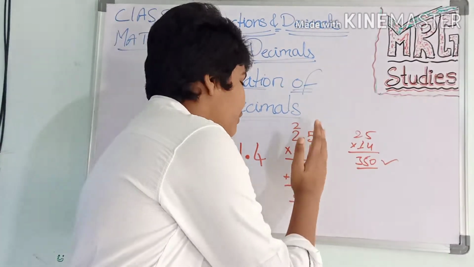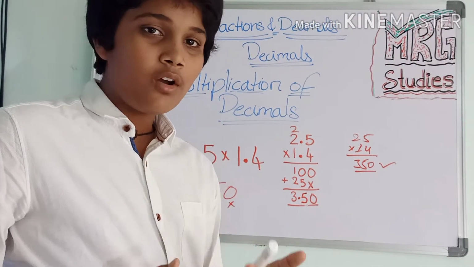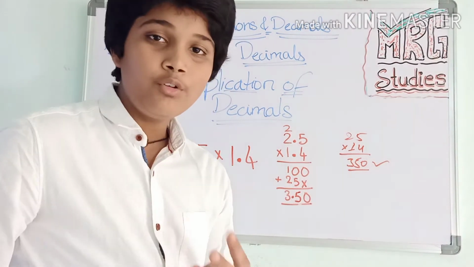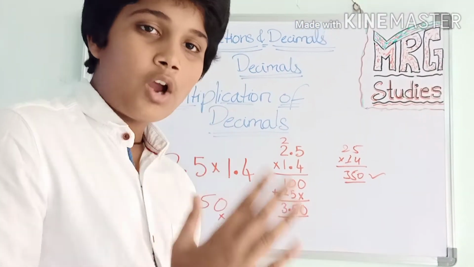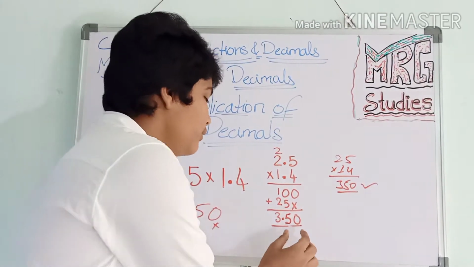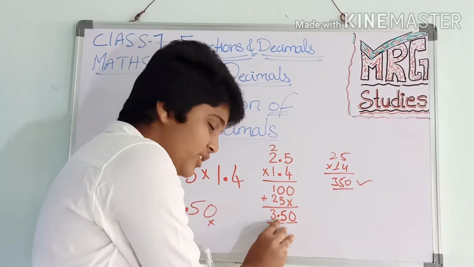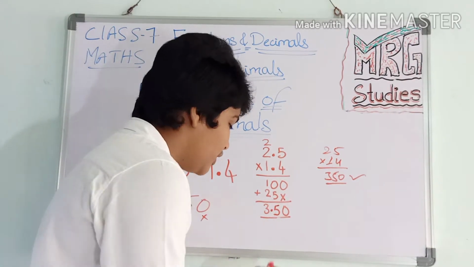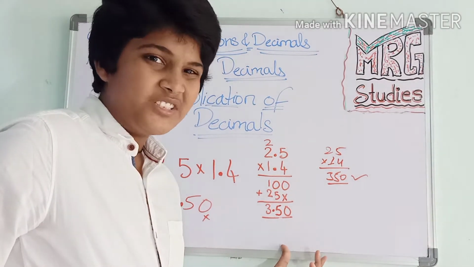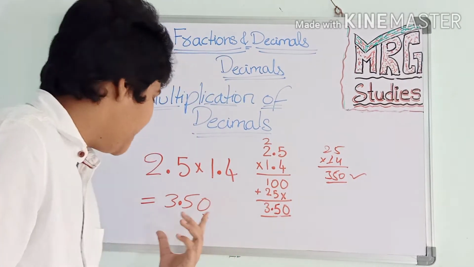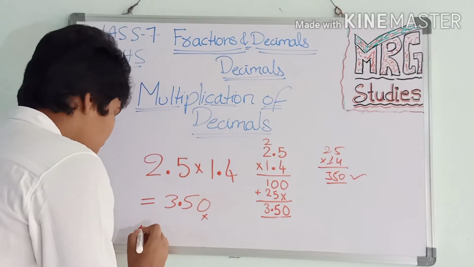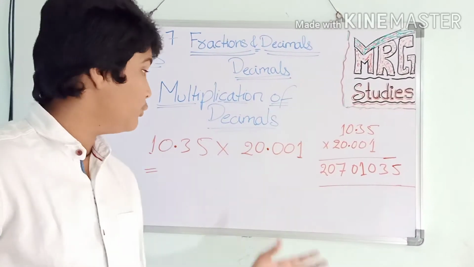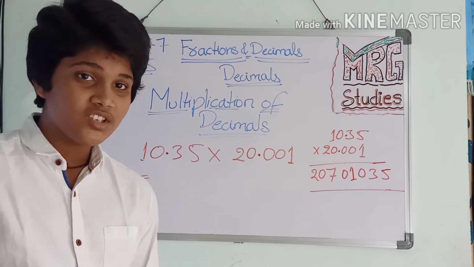Now we should count from the right side how many digits we have after the decimal. We should count 1 and 2, so we have 2 in the answer. We should count from the right side the same, and after the 2 digits we should keep the decimal point. So we counted 2 numbers. After the 2 numbers we should keep the point here. So we call it 3.50, but here 0 doesn't have value, so the answer is 3.5.